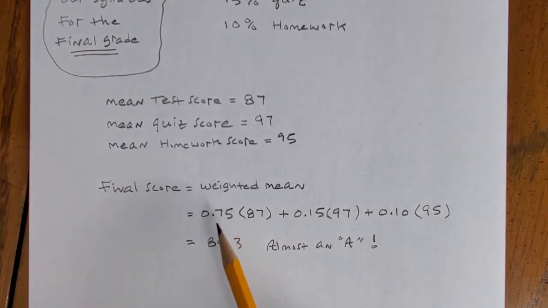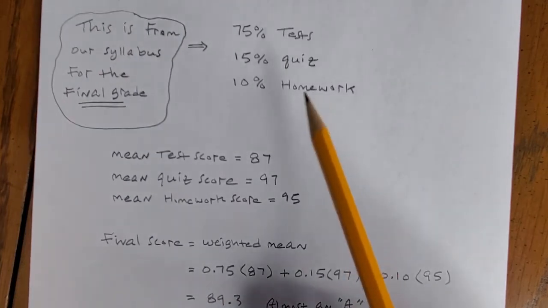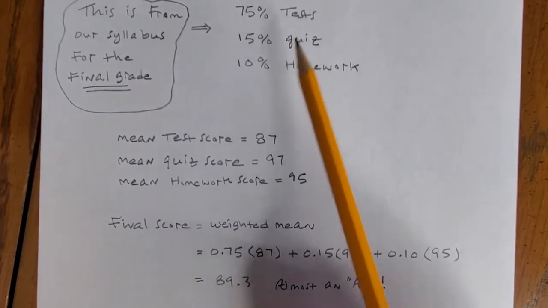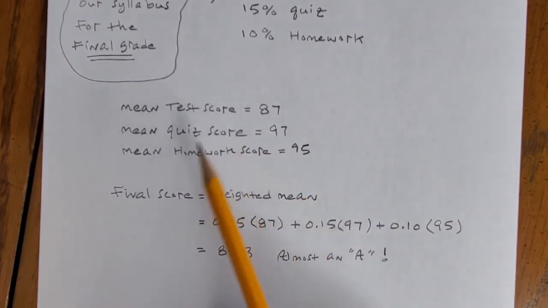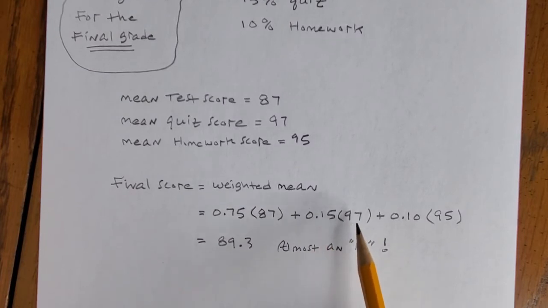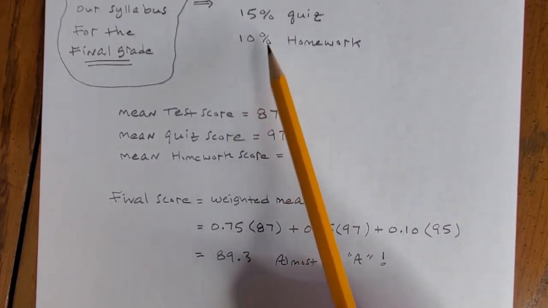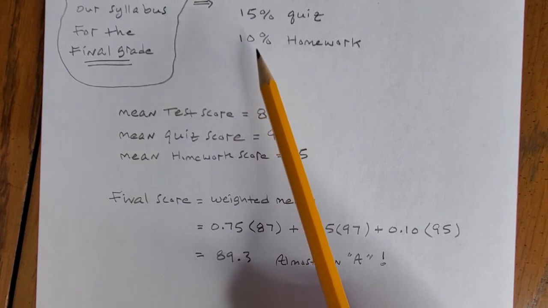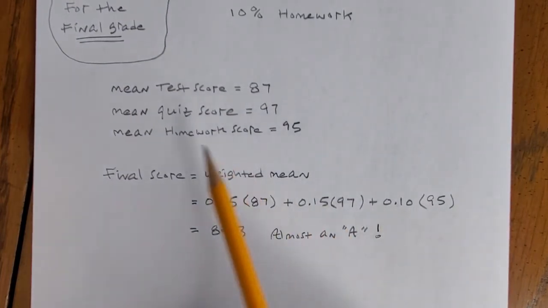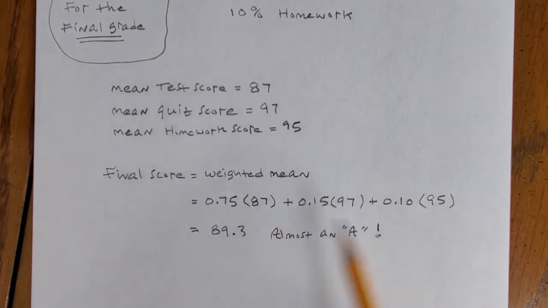0.75 is the decimal equivalent of 75%. And if homework is 10%, quizzes are 15%, and your mean quiz score is 97, then I take 0.15 times 97. And for homework, which is 10%, the decimal equivalent is 0.10 times your mean homework score, which is 95. Do that in your calculator, and you get 89.3, almost an A.